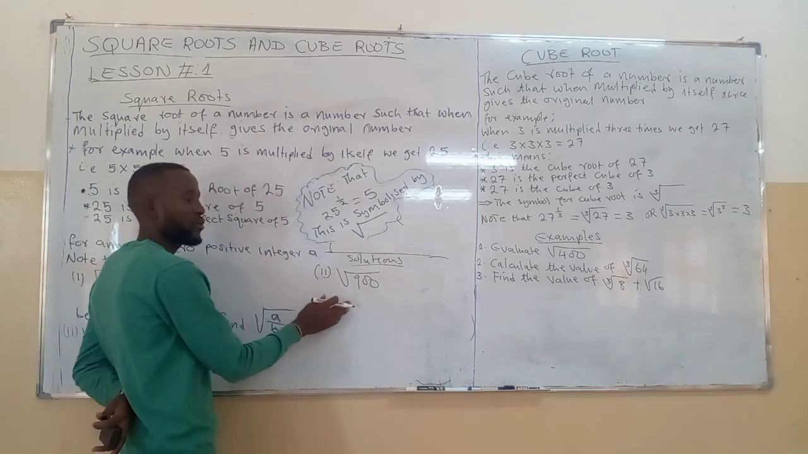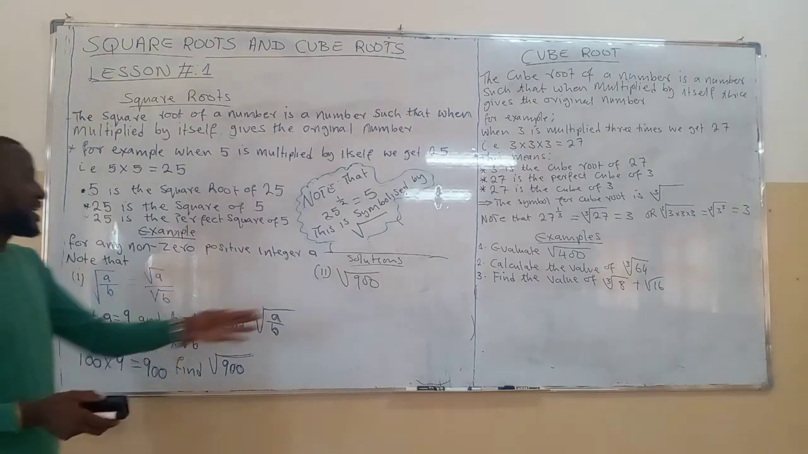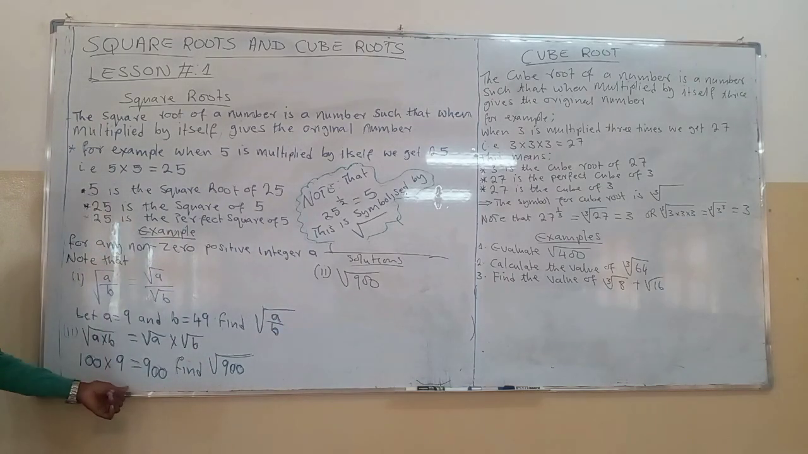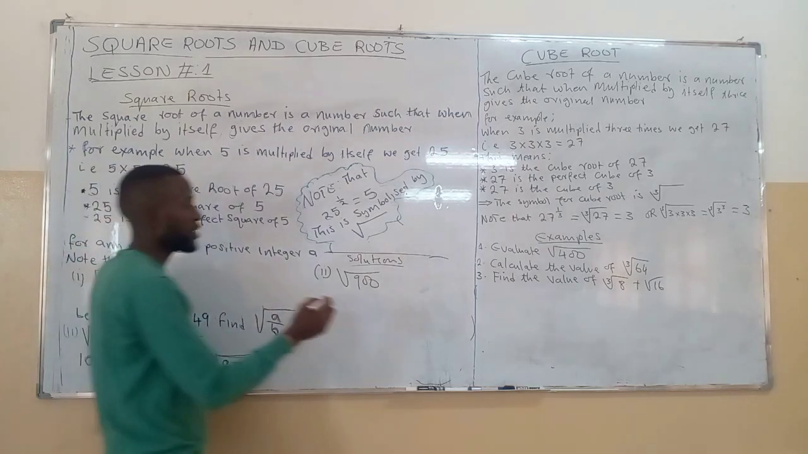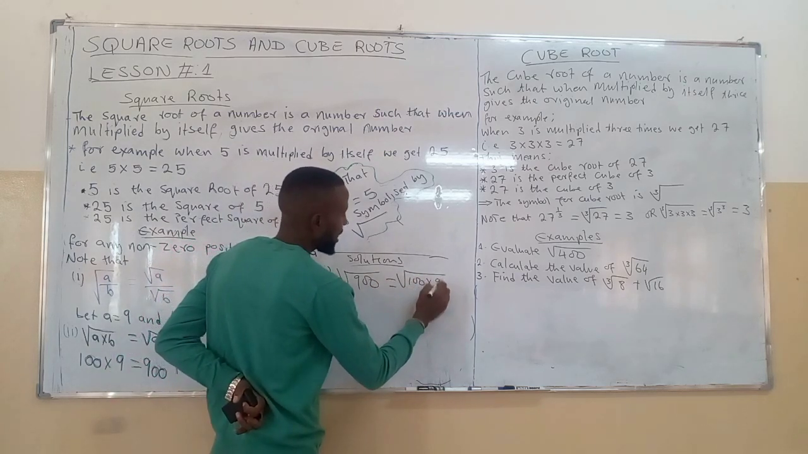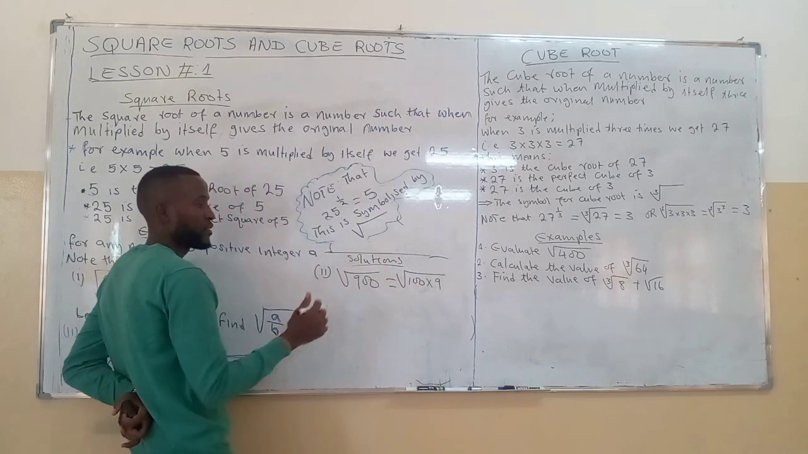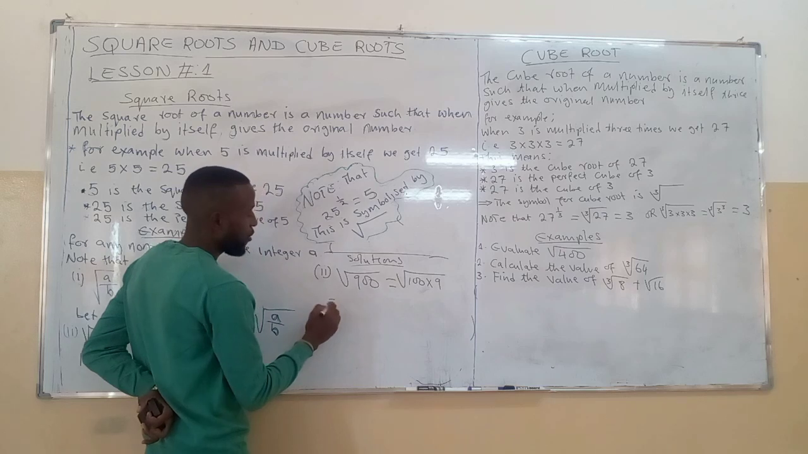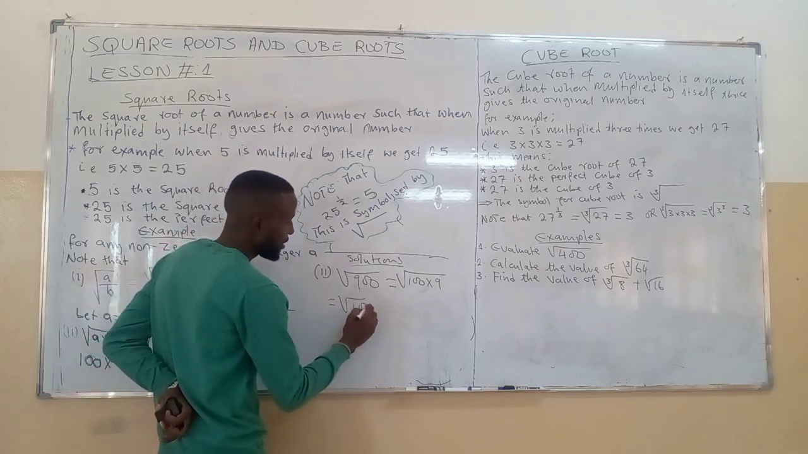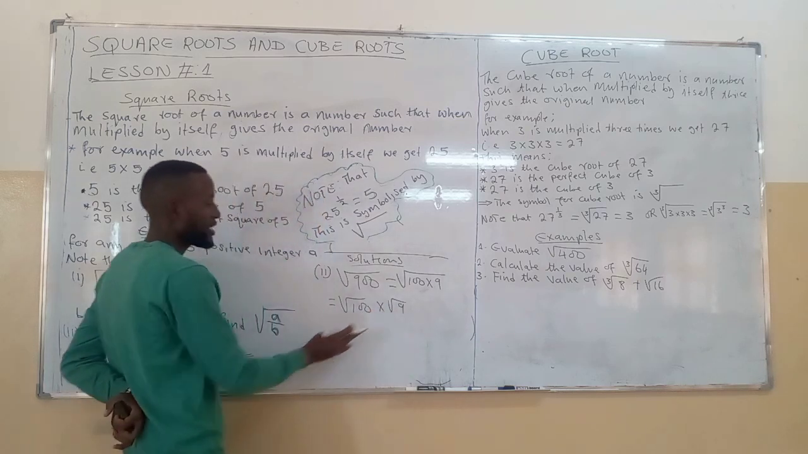So how do I find the square root of 900? What are the two numbers that when I multiply them, I will get 900? They have already told us that 100 times 9 gives 900, so you can write it in this manner instead. Then we can split this and say the square root of 100 times the square root of 9. What is the square root of 100?